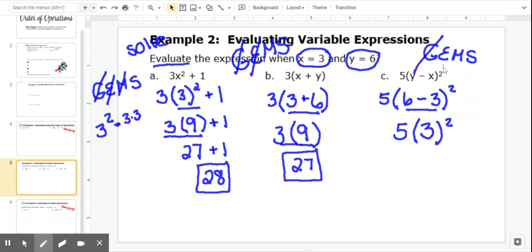E stands for exponents, which we do have. We have 3 squared again. Remember, that means 3 times 3, which just gives me 9. I'm going to drop down that 5 that was out front. Exponents are done. M stands for multiply or divide, which I do have multiplication here. Oops. 9 times 5 just gives me 45.